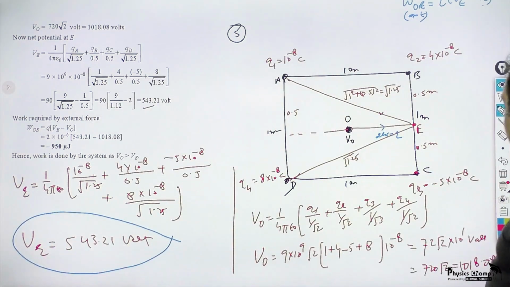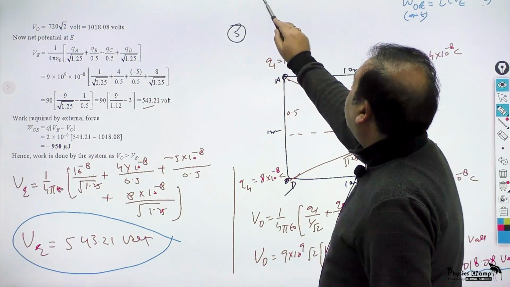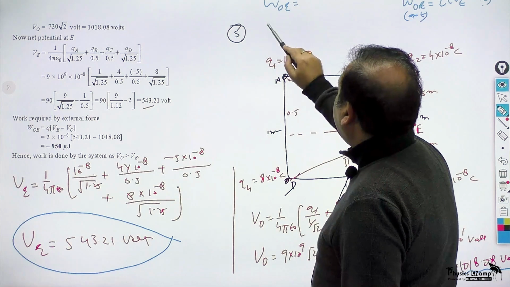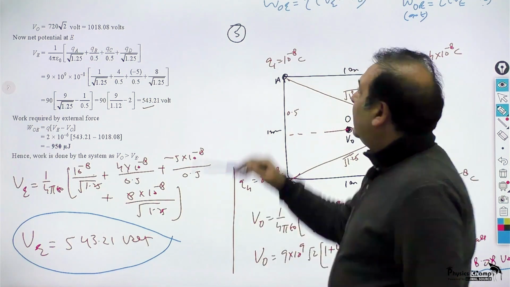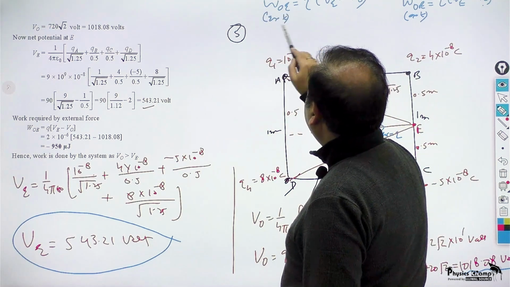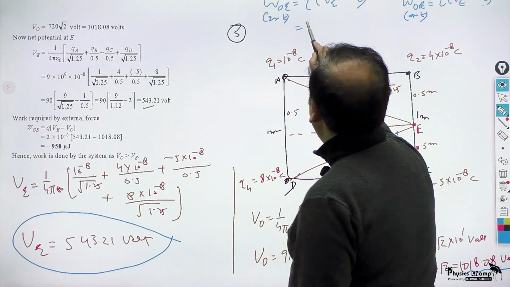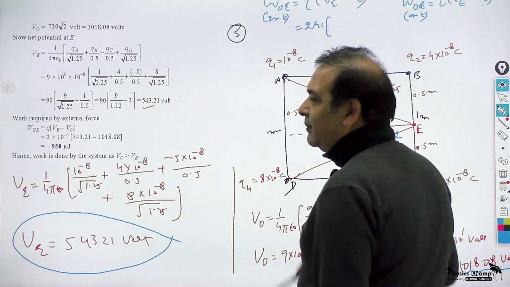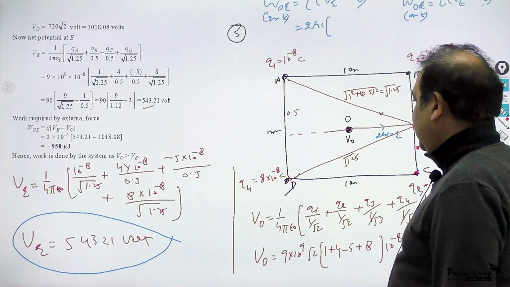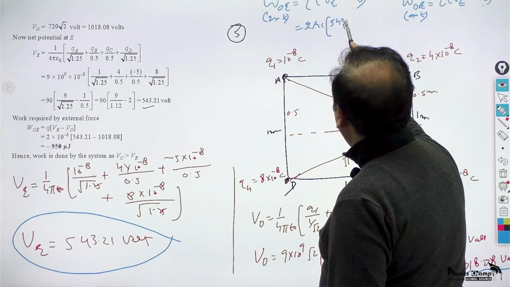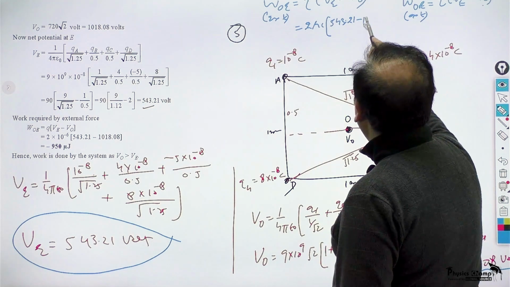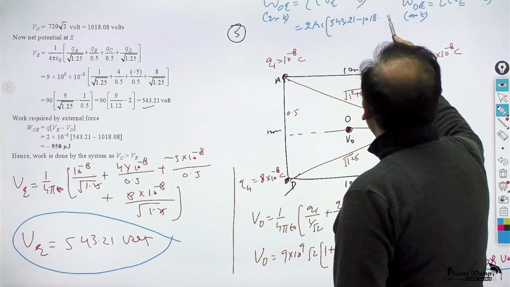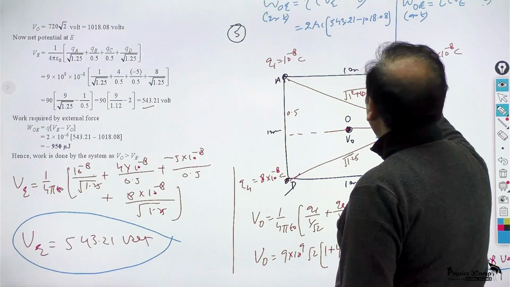We have obtained potential at O, which is 1018.08 volt. What work is required to move it from O to E will be Q into VE minus VO, and this is the work required by external force. Charge is 2 microcoulomb, which is to be shifted. Potential at E is 543.21 volt. Potential at O is 1018.08 volt. So what are we getting?